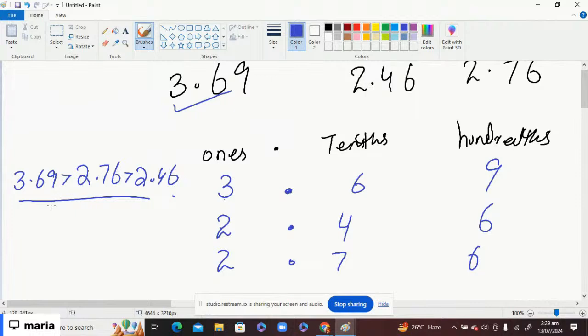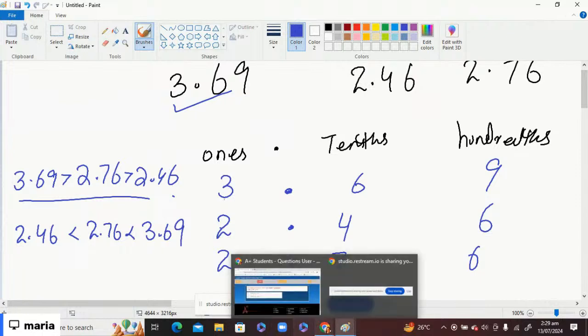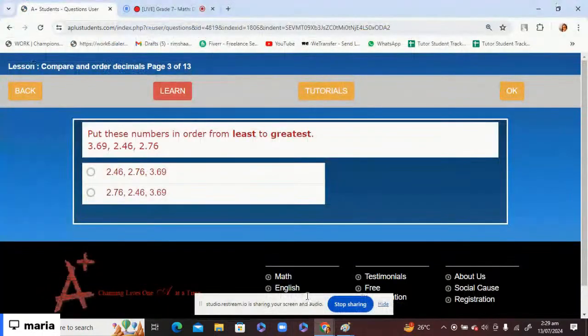So this is basically the order from greatest to least. But they are saying from least to greatest. So first of all, the smallest is here, then it's here, and then it's here. Okay. So let's mark first of all 2.46, 2.76, 3.69. This is least to greatest.